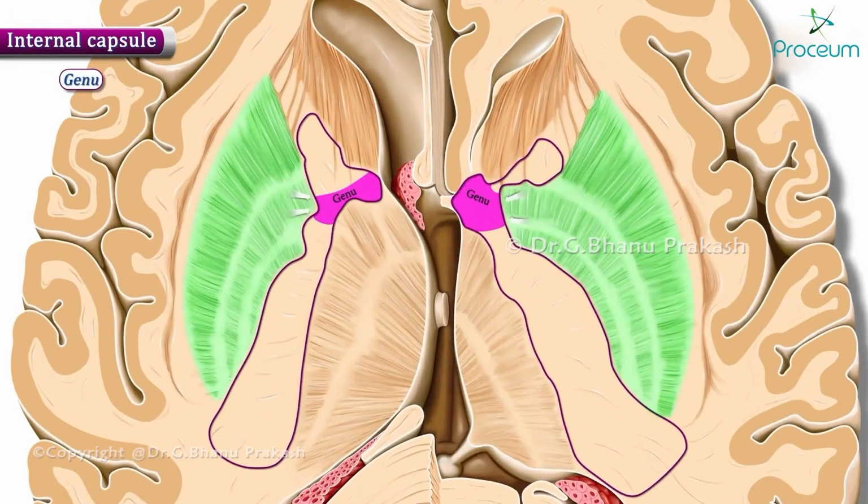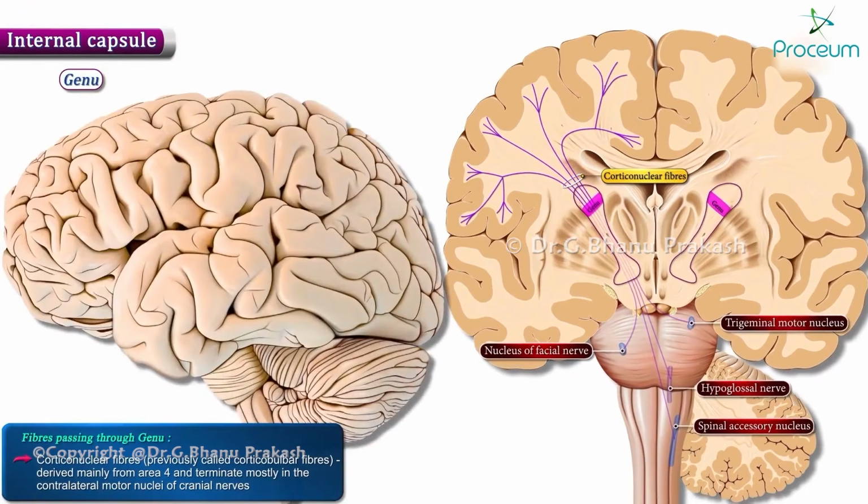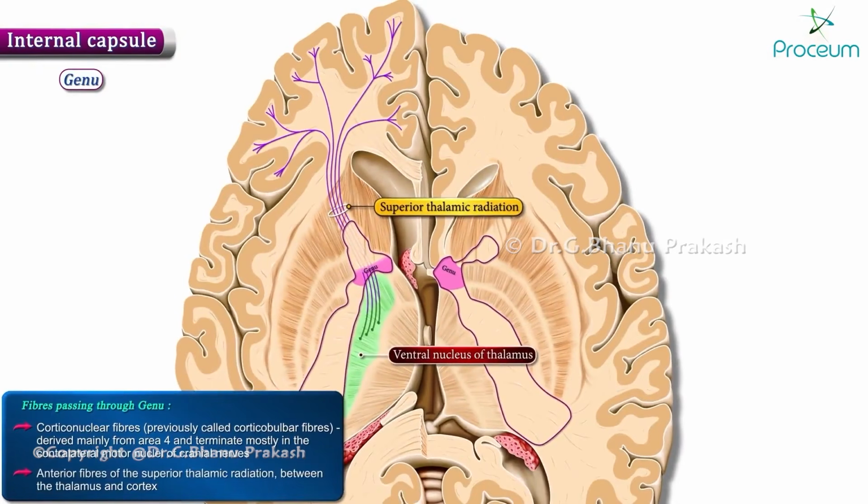Genu. It lies medial to the apex of the lentiform nucleus and contains corticonuclear fibers, previously called corticobulbar fibers, which are derived mainly from area 4 and terminate mostly in the contralateral motor nuclei of cranial nerves. Anterior fibers of the superior thalamic radiation between the thalamus and cortex also extend into the genu.